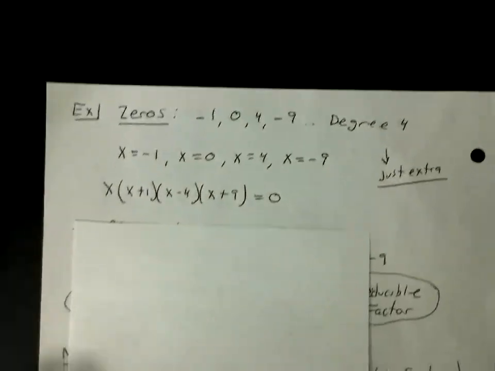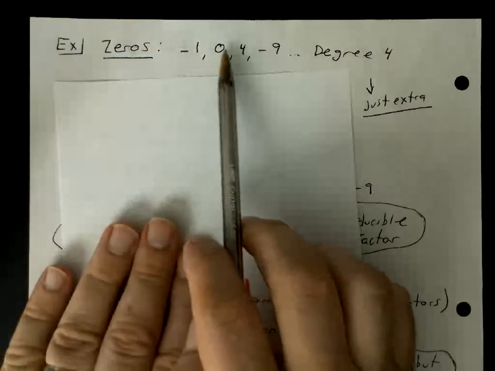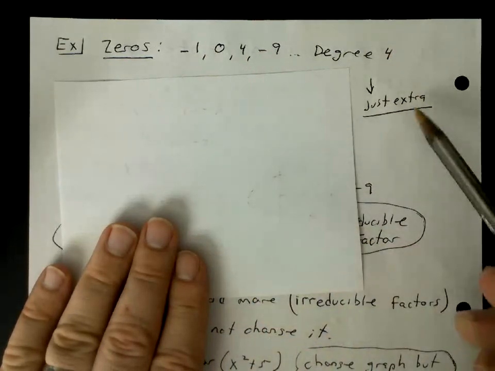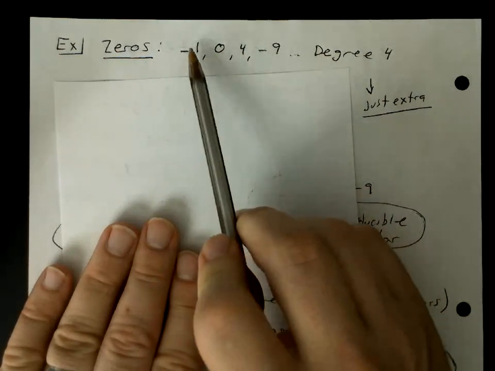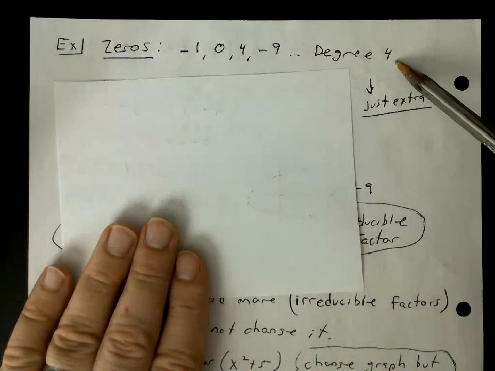So let's try a couple examples. Here's an example here. We have these 4, and we have a degree 4. Obviously, this is just the extra step. We know, because we have 1, 2, 3, 4 roots, that it's a degree 4. That's just the extra part.